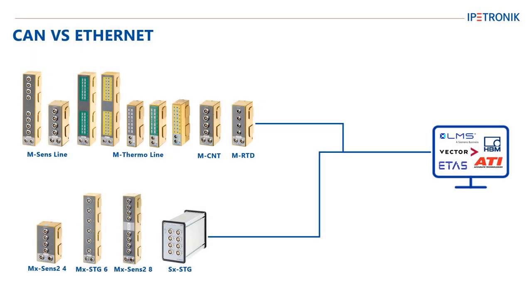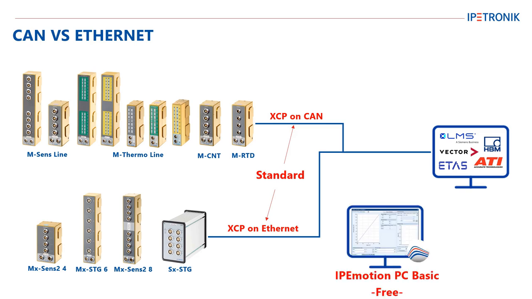Integrating seamlessly with other systems is only possible because we follow a standard format, XCP on CAN and XCP on Ethernet. In addition, anyone can go to our website and download the free IP Motion Basic version. This enables anyone to use the free software license for configuration and exporting of A2L and DBC files, even if they choose to go with a different data acquisition system.